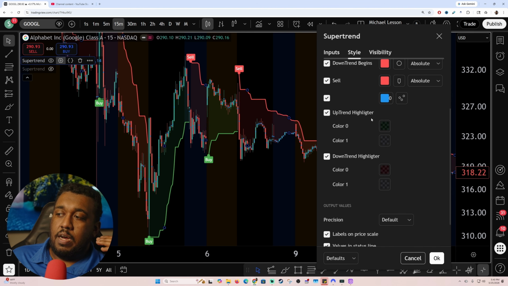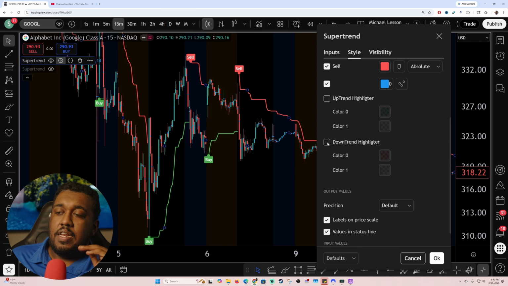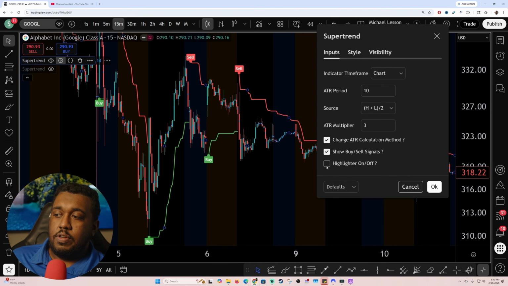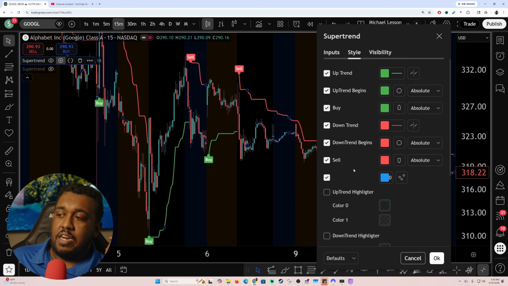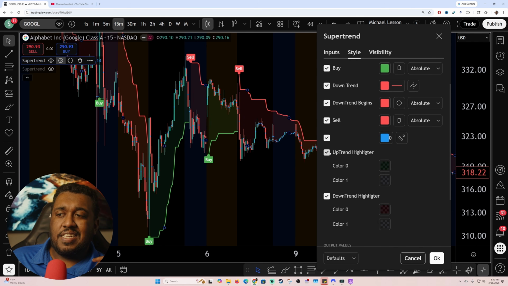Next up, as far as the uptrend highlighter and the downtrend highlighter, what you guys can do is turn them off like that. Now there's no color in here whatsoever. This one, again, you can turn it off and on, but it'll still have that gray, which is that secondary color right here. But for the majority of you guys, I think it's nice to have it on there if you guys want to, but you guys can always turn it off if you guys need to.